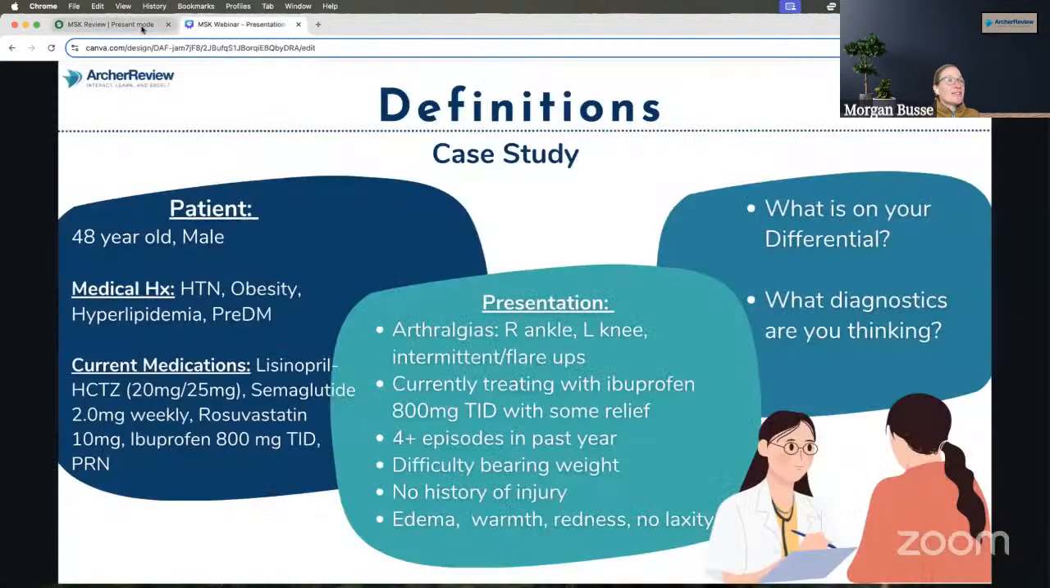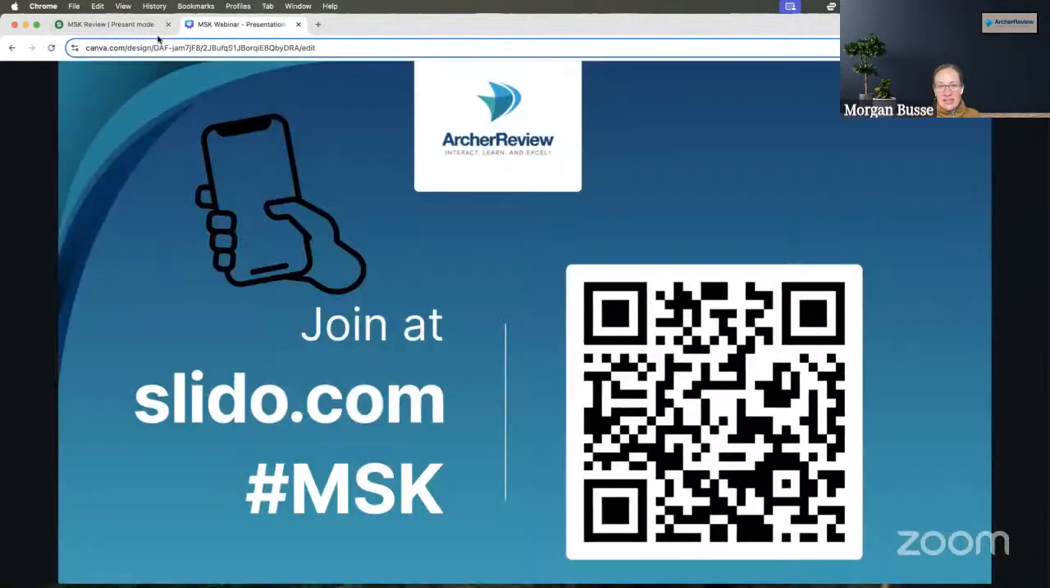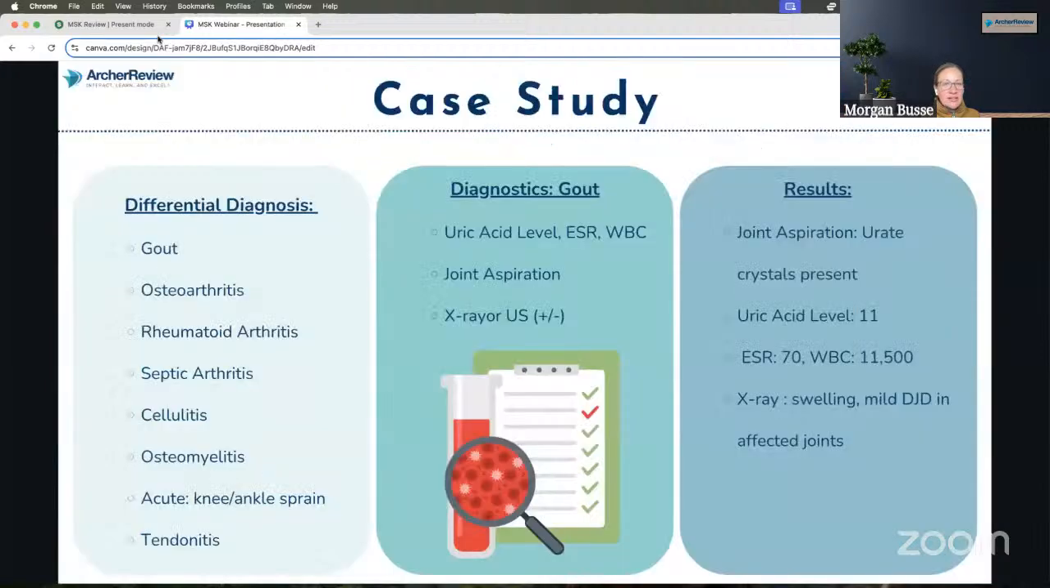All right, so some diagnostics I would consider ordering. Let's just pull over here. All right, so differential diagnosis. I'm thinking gout, osteoarthritis, rheumatoid arthritis, cellulitis, osteomyelitis, acute. We think of knee or ankle sprains, tendonitis. There's probably more. This is just some things I came up with as a differential diagnosis for ankle pain. And then diagnostics. So I'm going to consider ordering some labs, maybe an X-ray, maybe an ultrasound, maybe a joint aspiration. And for labs, maybe a uric acid level.